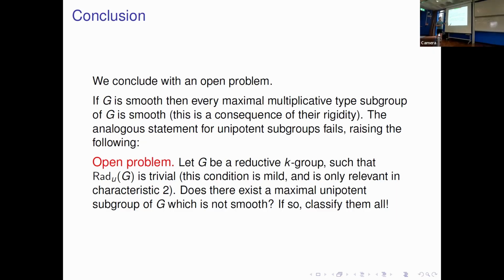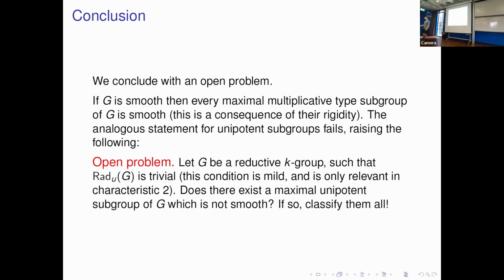In practice, let's just be really simple. Let's take a simple algebraic group over an algebraically closed field. Let's throw out SO_{2n+1} in characteristic 2, because they have this little normal subgroup, and think of all the other ones. The question is, does there exist a maximal unipotent subgroup of G which is not smooth? And if so, classify them all. I'll talk with Ben a little bit about this, and I'm pretty sure there is.